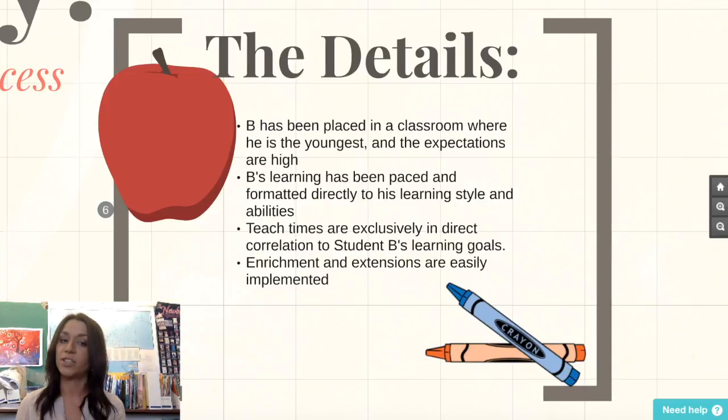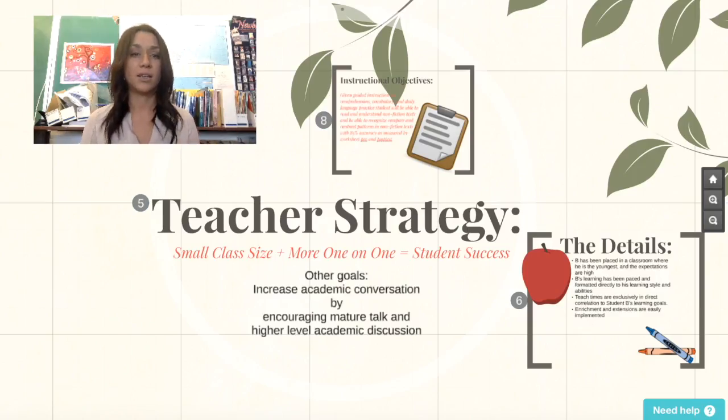So when it comes to differentiation, it's questionable whether or not it's differentiation, because it's not like you actually have to implement it. It's just what you do. So with that being said, enrichment and extensions are also really natural and easy to implement. All that being said, the teacher strategy that I wanted to delve into in my presentation was the fact that there is an enormous amount of one-on-one time at these rural schools. And to me, small class size plus more one-on-one equals student success.